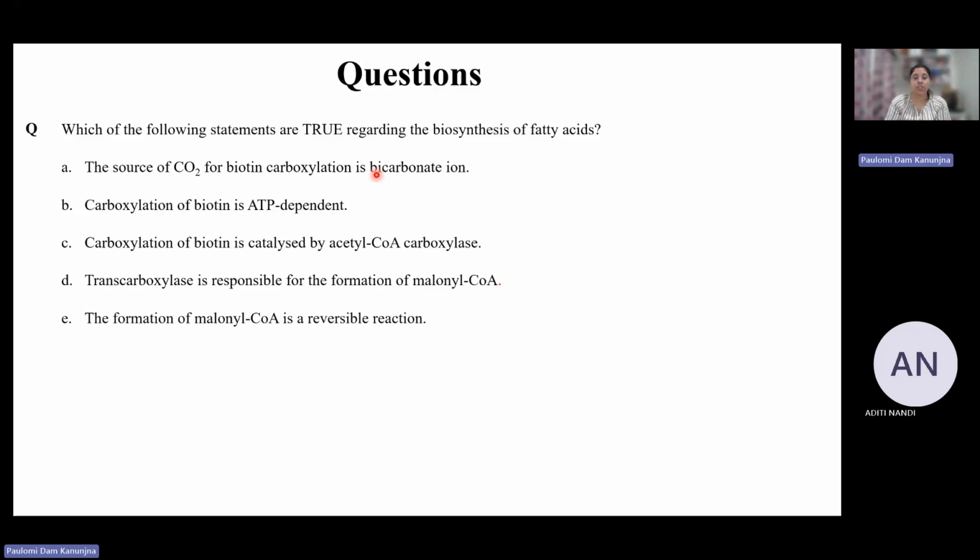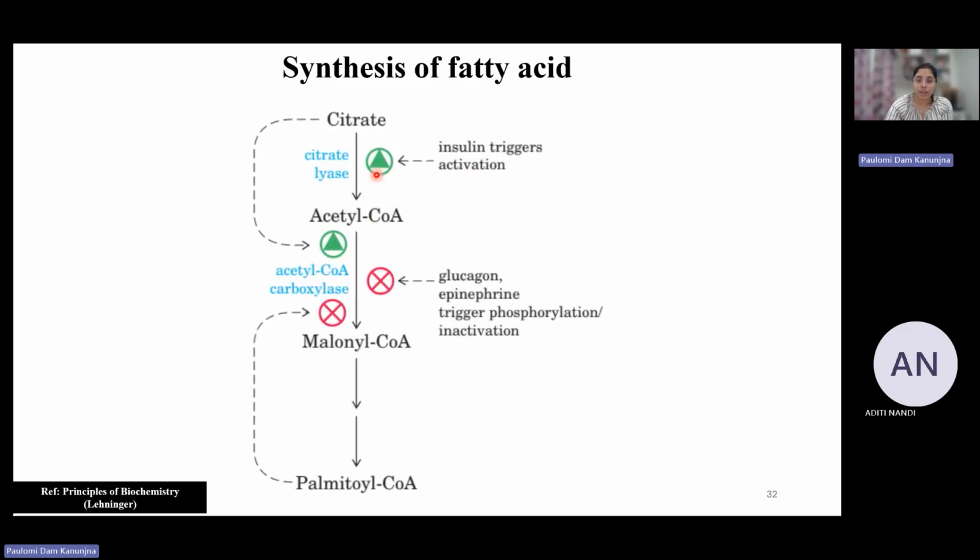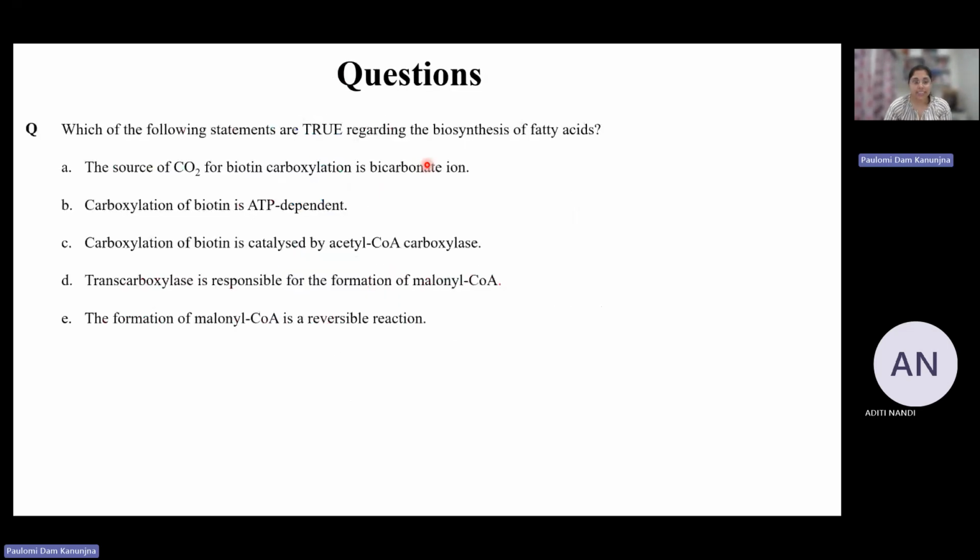And as Aditi has already mentioned, the answer here is A, but let's look into what's exactly happening here. The question is, which of the following statements are true regarding biosynthesis of fatty acid? So the source of carbon dioxide for biotin carboxylation is bicarbonate, that we have already established. Carboxylation of biotin requires ATP. This is just what we have seen here, right? Okay. Next one says carboxylation of biotin is catalyzed by acetyl coenzyme A carboxylase, which is also correct because that's the enzyme.